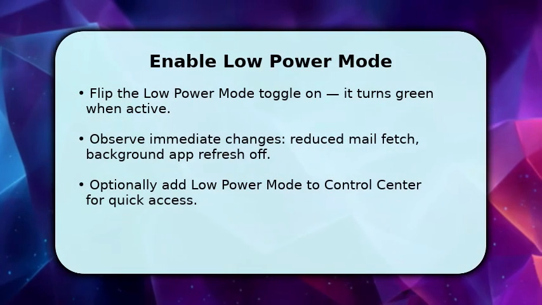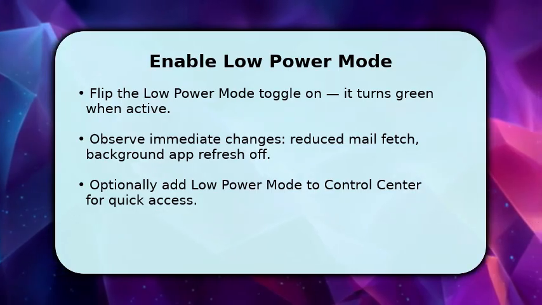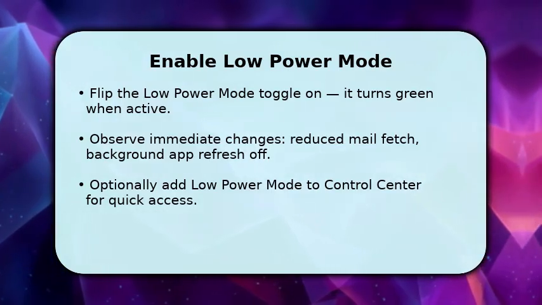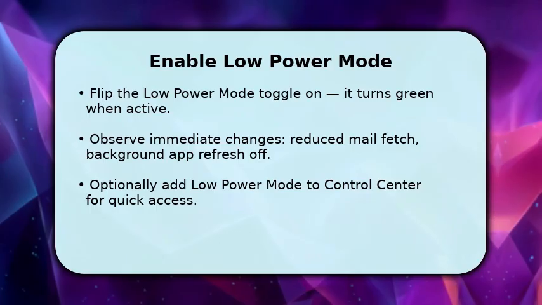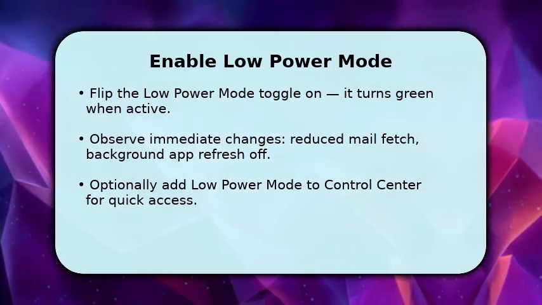Now flip low power mode on by tapping that toggle. The switch turns green and the battery icon may turn yellow. Once enabled, the system throttles CPU, pauses background fetch, and disables visual effects to extend runtime.